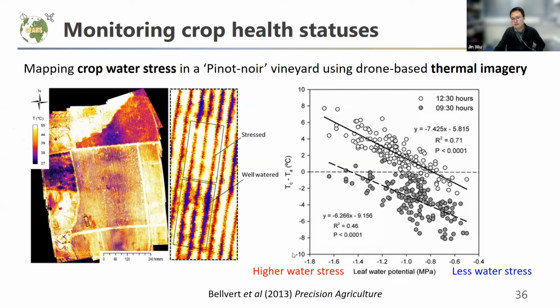But when your plant has higher water stress conditions, normally the plant will choose to close the stomata, with less transpiration, and then the canopy temperature will increase sharply. So that also suggests that if we have the thermal remote sensing technique, it can detect plant water stress. And we know the temperature-induced water stress can potentially also lead to a reduction of crop yield.